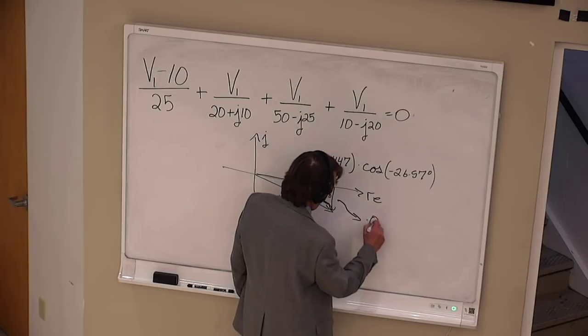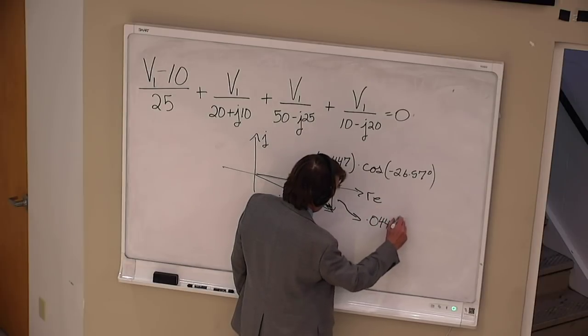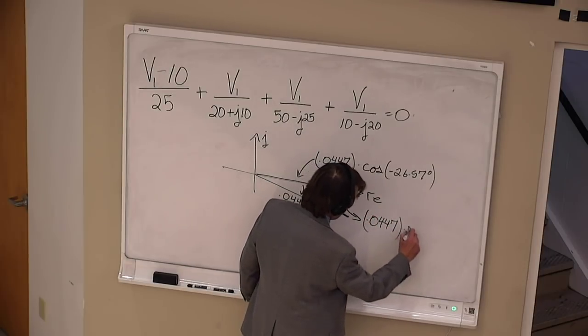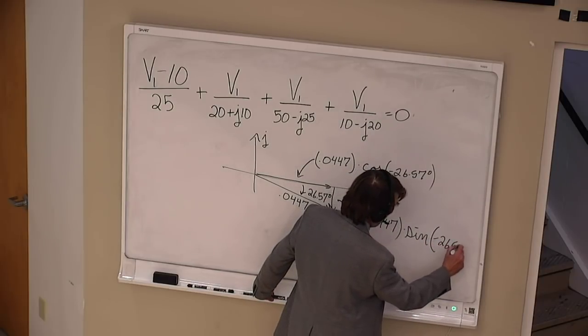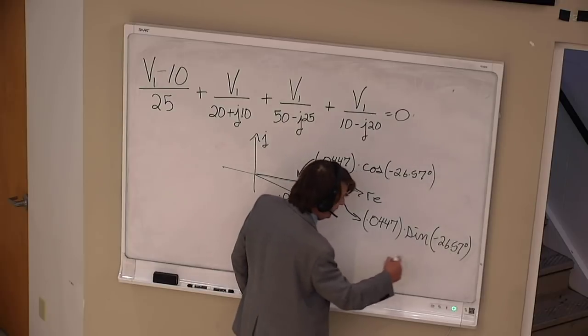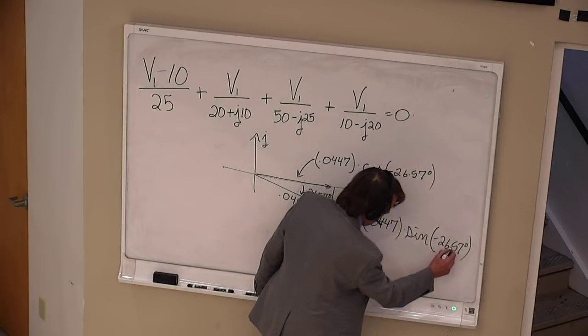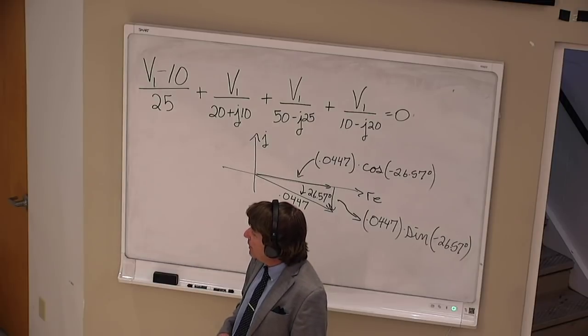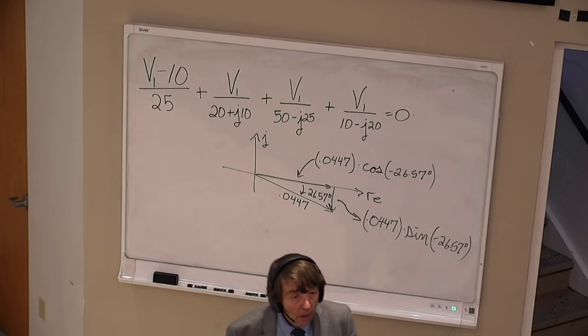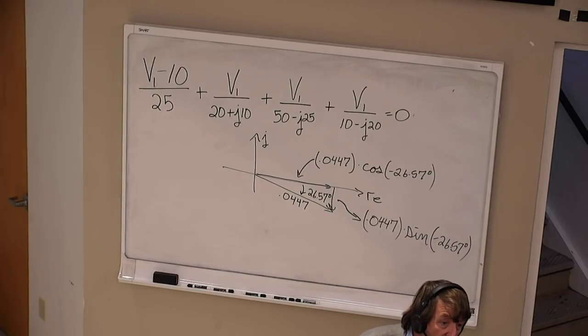Right, 0.0447 times sine of minus 26. Do I have the right numbers? That's my only concern. Am I plugging in the right numbers? Okay. So that should give me minus J 0.02. My colleague, did I get your question? You do that for every term.